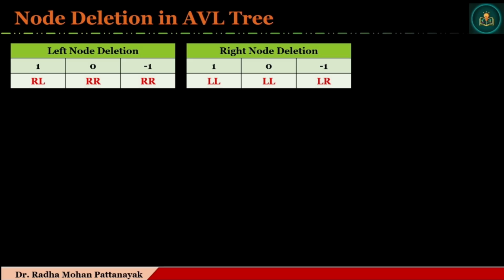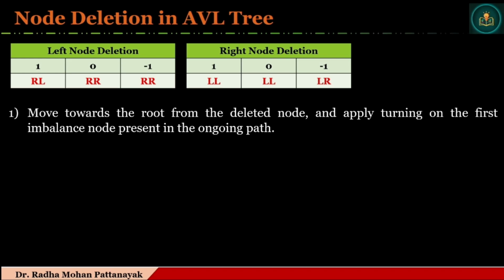So how will you apply the turning methods? What is the process you need to follow? We need to see the rules now. First, move towards the root from the deleted node and apply turning on the first imbalance node which is present in the ongoing path. Means after deletion, if one or more nodes got imbalance, then what you need to do? First you move from the deleted node towards the root node. At the time of moving, the first imbalance node you get, you apply turning onto that node.